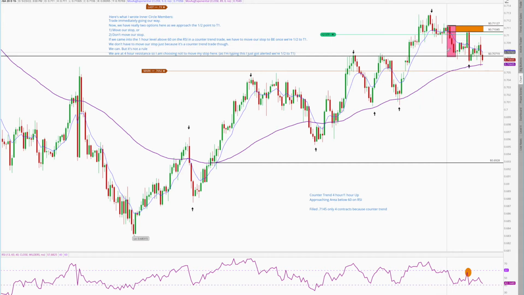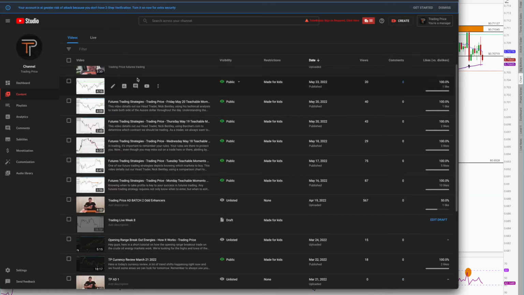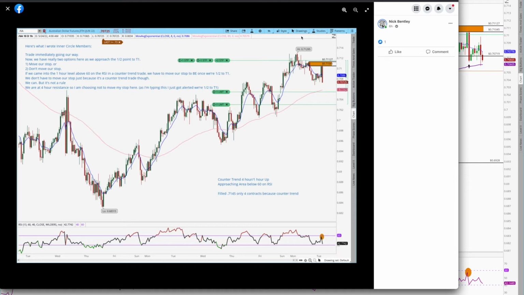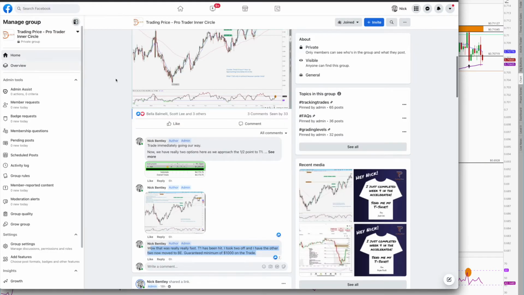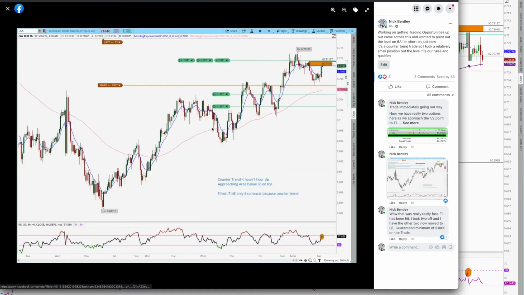Right? Now, what I pointed out here before, earlier this morning, this is what it looked like. And I had some notes here that say this is a counter trend trade. We're up on a 4 hour and a 1 hour. We're approaching the area below 60 on the RSI. And I was filled at 71.45, but I only took 4 contracts short because we were counter trend.